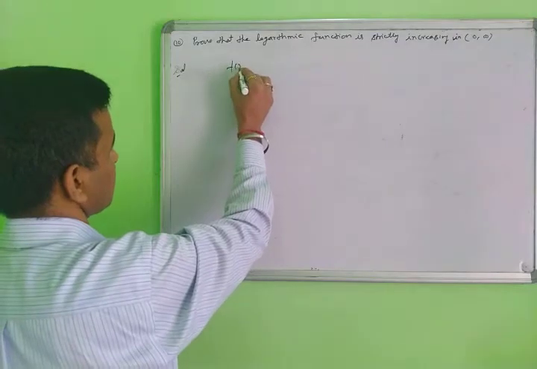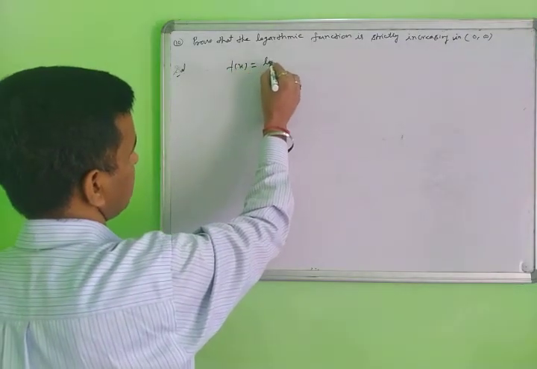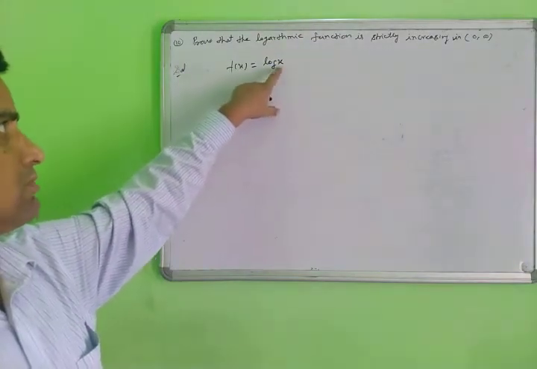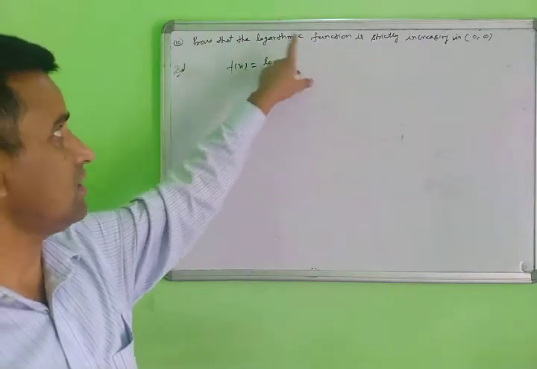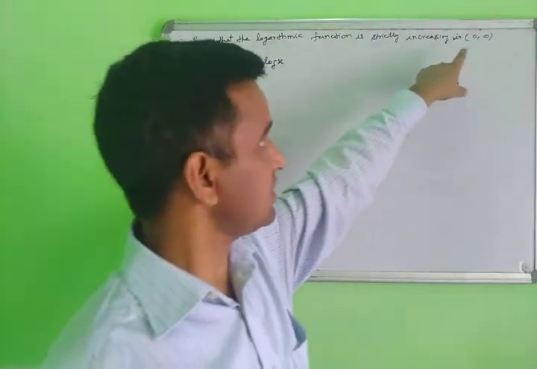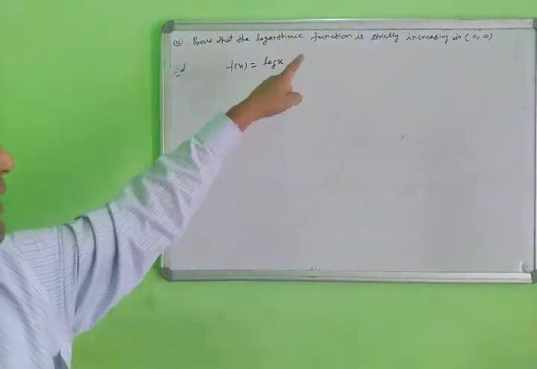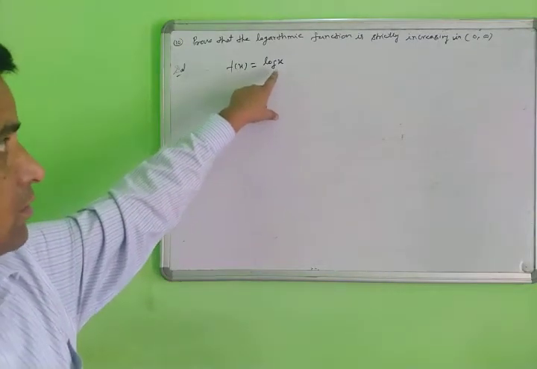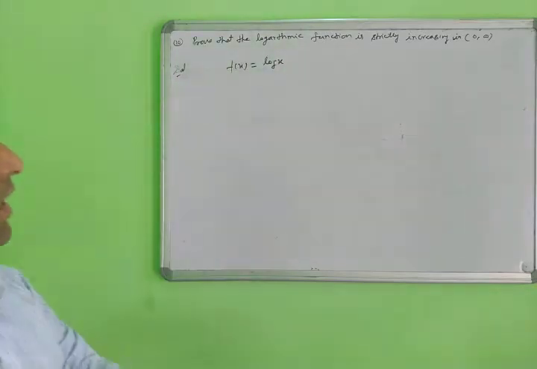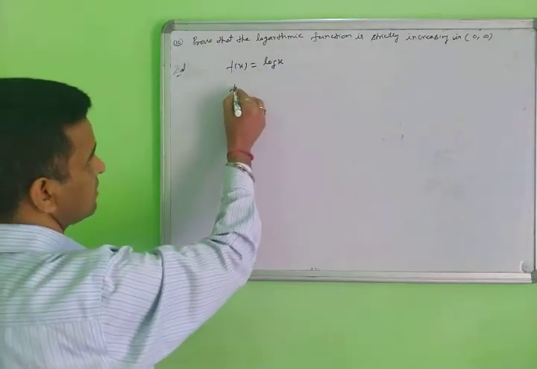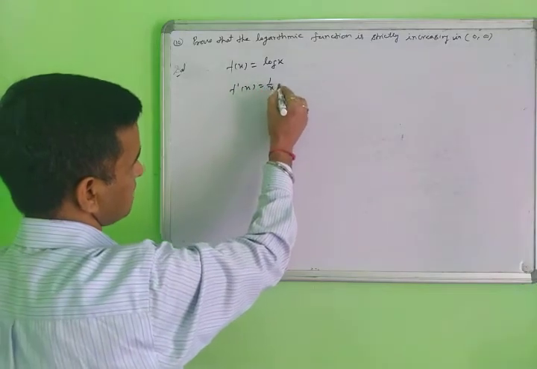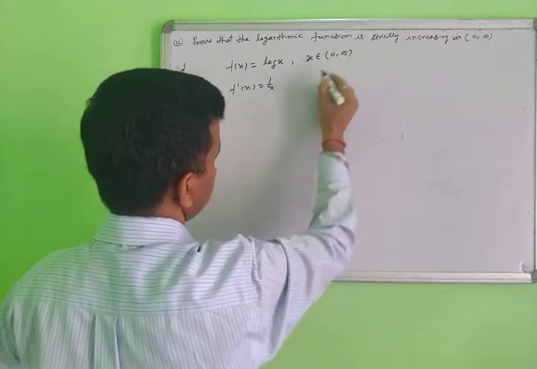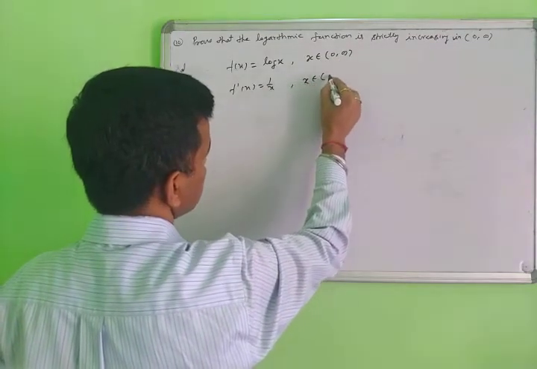Solution: suppose I take f(x), any function, equal to the logarithmic function, log x. This function is a logarithmic function, and in this interval it is strictly increasing. First I take f(x) equal to log x. Log x means the logarithmic function. Differentiate it with the same condition: f dash x equals 1 upon x, and here x belongs to the open interval 0 to infinity.